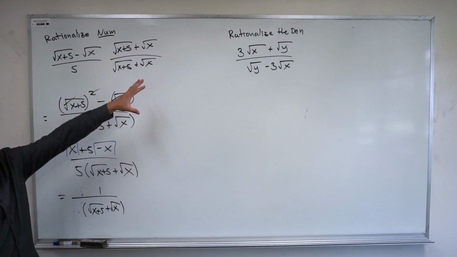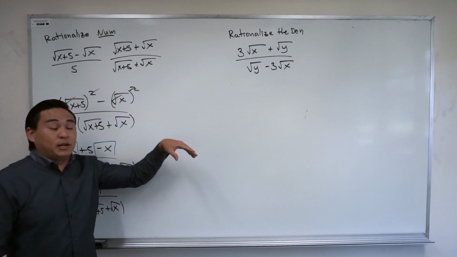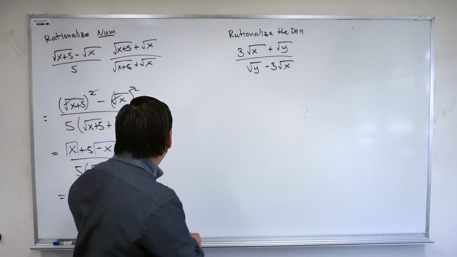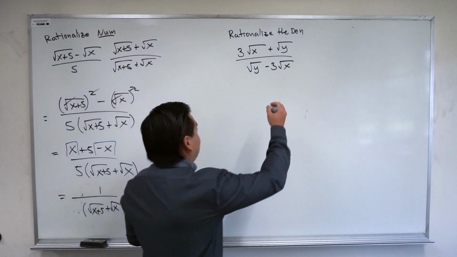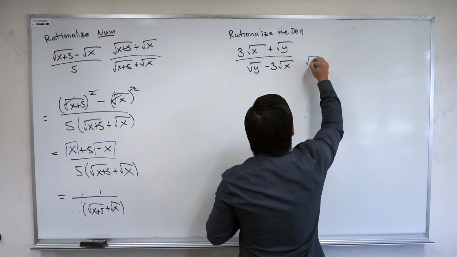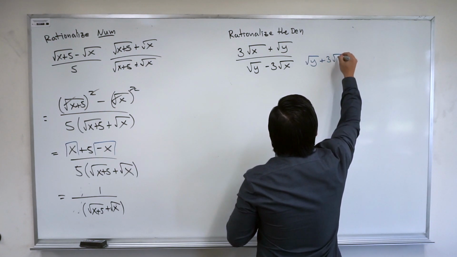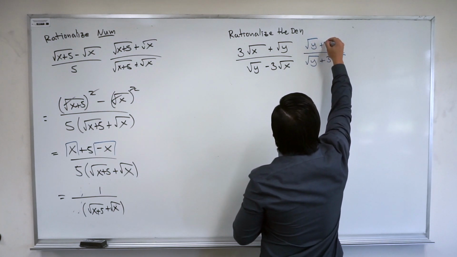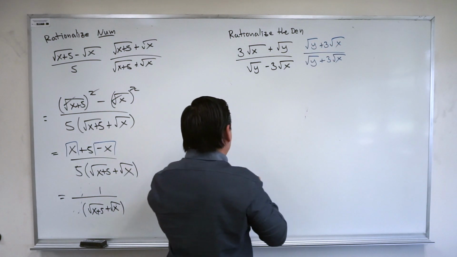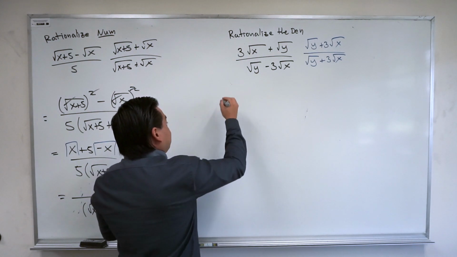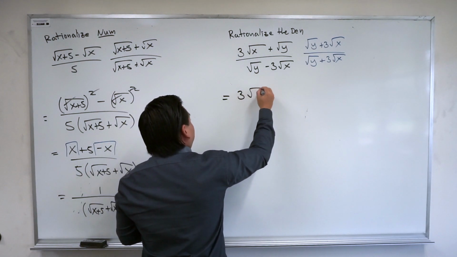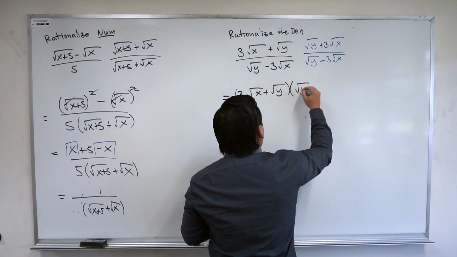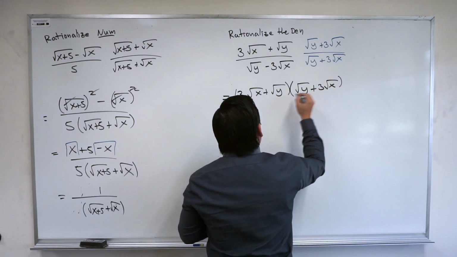So similarly with that problem, except this time we're going to rationalize the denominator. So the denominator here has a minus, and what I'm going to multiply the top and the bottom by is going to be the square root of y plus 3 square root of x. And anytime we do it to the bottom, we do it to the top as well. So what we get is 3 square root of x plus the square root of y times square root of y plus 3 square root of x.